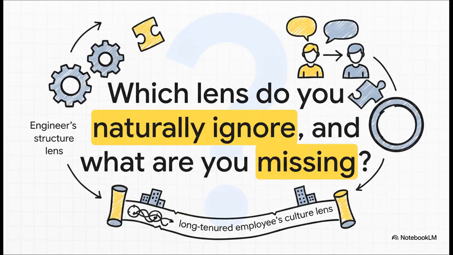And that really brings us to the final thought, a question for you. We all have a default lens, one we just naturally gravitate towards. Maybe you're an engineer, so you always see structure. Maybe you're in sales, so you see the politics. Or maybe you've been with the company for 20 years and you just see the culture. So the question to leave you with is this: which lens do you tend to ignore? And more importantly, what critical part of the picture are you missing because of that blind spot?